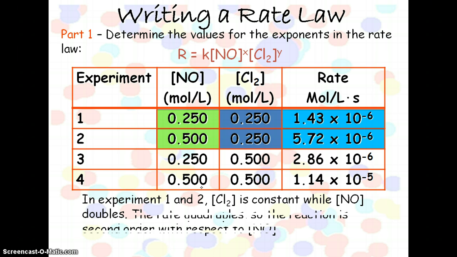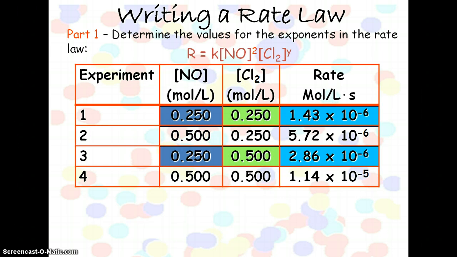So NO is doubling, and the rate is quadrupling, which means that our reaction is second order. Okay? Because if you have 2, so this was times 2, so if you had 2, and then you raised it to the second power, that would be quadrupling over here, because 2 squared. So x is really 2.